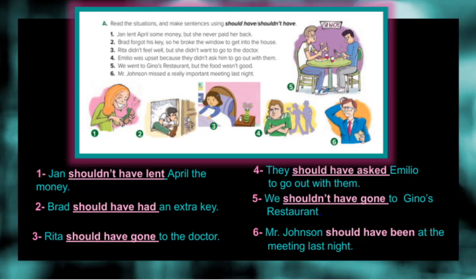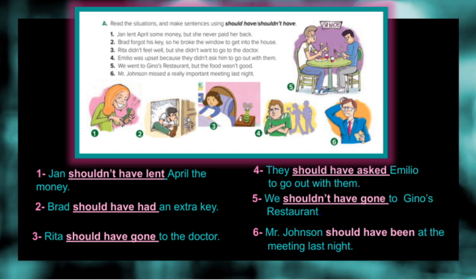Let's take a closer look at some examples of what people should have done differently in these situations. Starting with number 6, "Mr. Johnson should have been at the meeting last night." Missing important meetings can really impact communication and decision-making. Moving to number 5, "We shouldn't have gone to Gino's restaurant." Sometimes, choosing the right venue is crucial for the atmosphere or the message we want to send. Then, number 4, "They should have asked Emilio to go out with them." Including everyone can foster better relationships and teamwork.